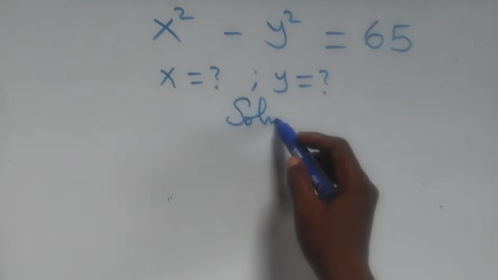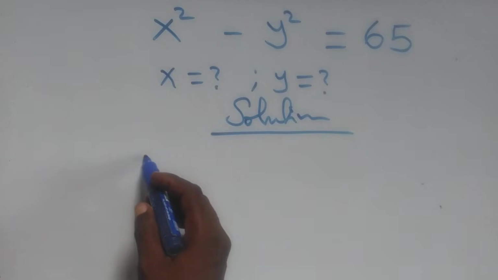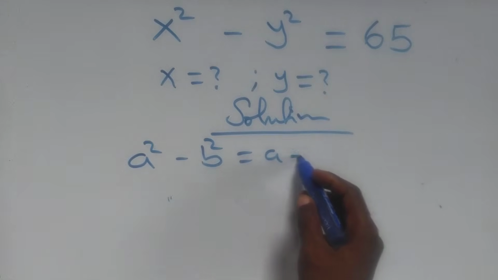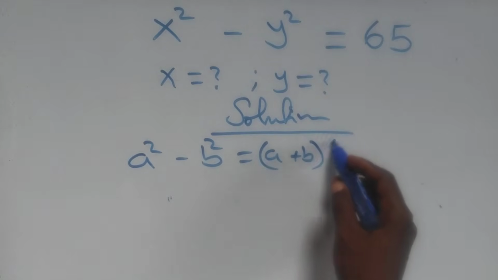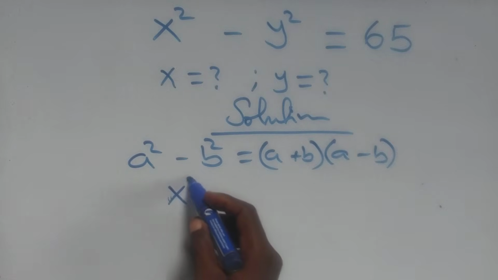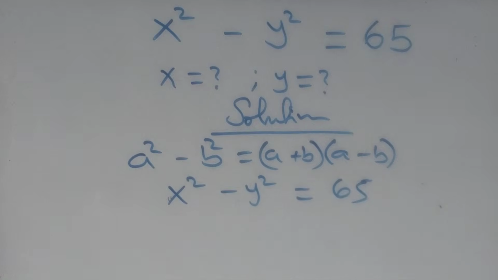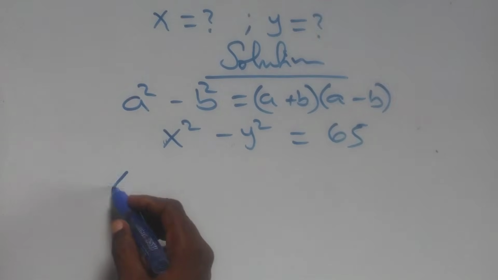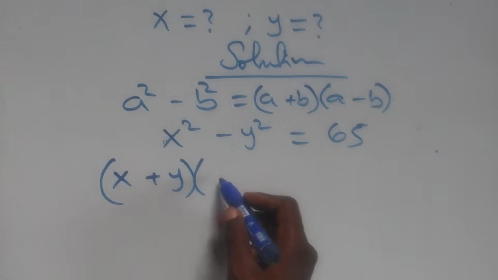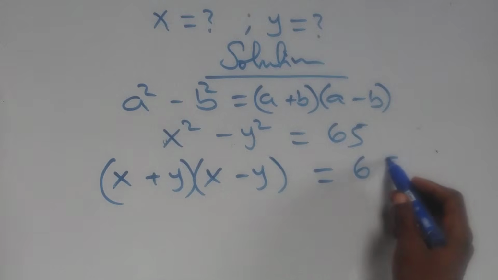Solution from here. On what we have on the right hand side, the left hand side follows when we have a squared minus b squared. This is a plus b times a minus b. So we can rewrite this equation, which is x squared minus y squared equals 65 now. And this becomes (x plus y)(x minus y) equals 65.